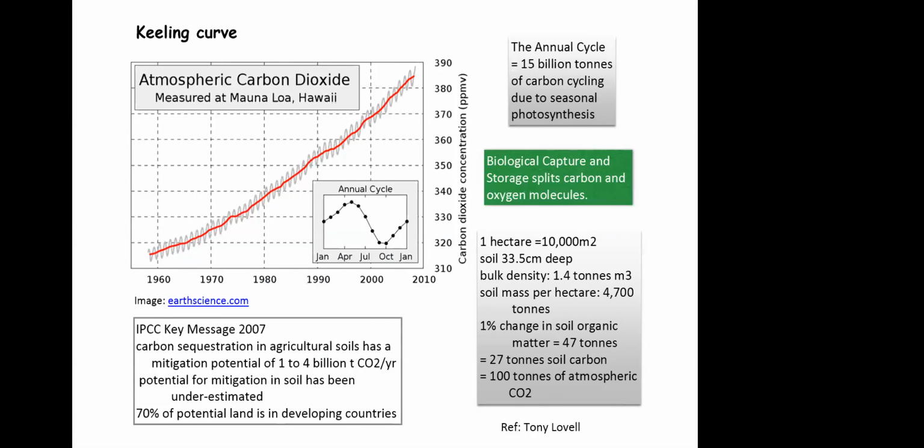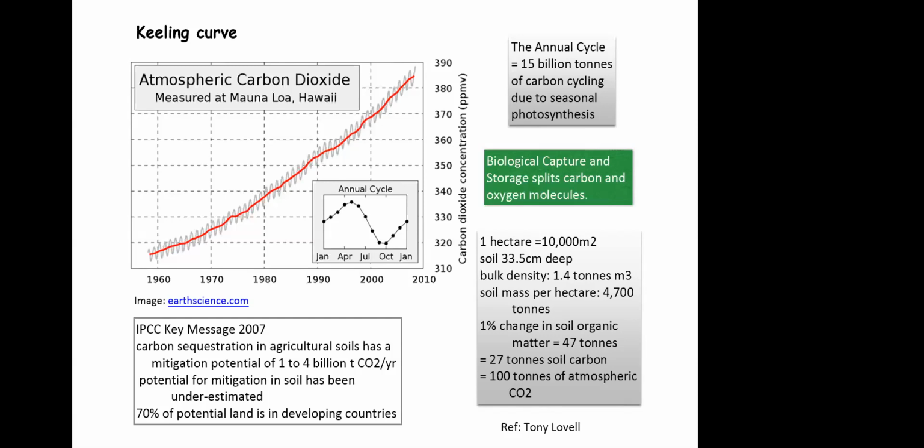Well, what we are seeing here is the annual cycle. 15 billion tons of carbon cycling due to seasonal photosynthesis. So in the summer, when the deciduous trees have leaves and they start photosynthesizing, they draw 15 billion tons of carbon out of the atmosphere. But then, of course, when they stop photosynthesizing in the winter, they drop all of that again. So the carbon content goes up.